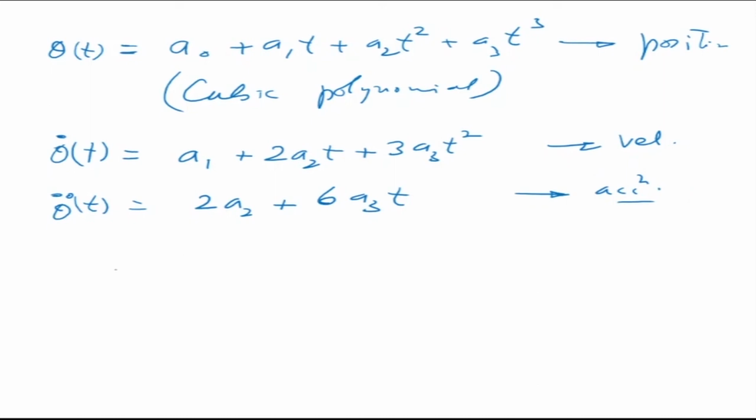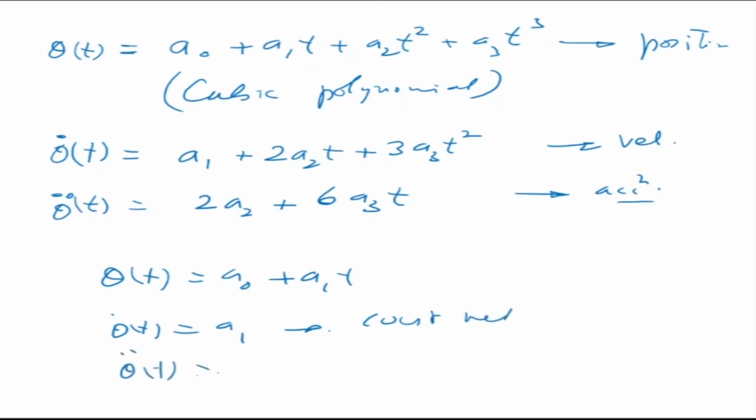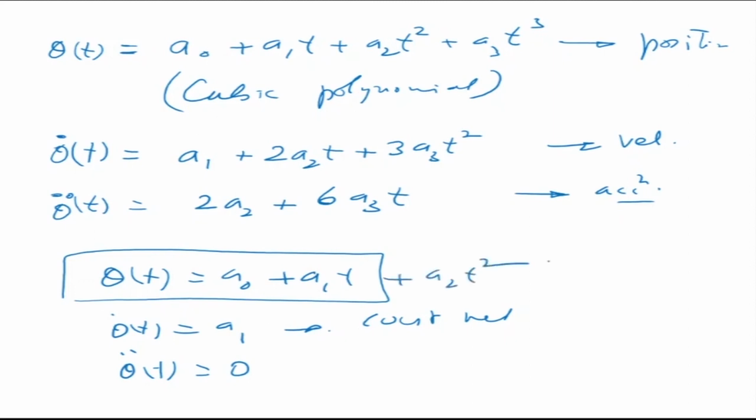Now suppose I had used only theta of t equal to a naught plus a1 t. What would happen is, if I differentiate it, it will become a1, which is a constant. Okay, so this is constant velocity, and theta double dot of t will become equal to 0. So acceleration is 0. So you cannot represent motion, the trajectory, by using this equation. Okay. Similarly, if I took only plus a2 t squared, then your velocity will become plus 2 a2 t, and your acceleration will become equal to 2 a2.